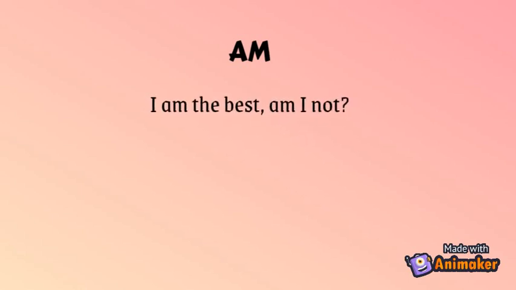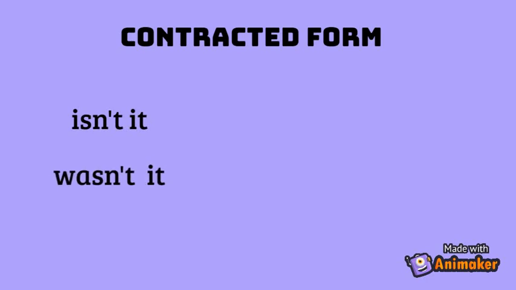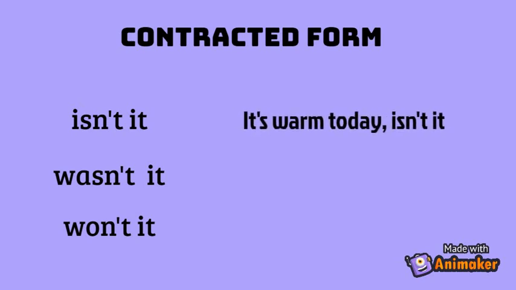Now one is a bit confusing, that is, what should we do with am? Well, I'm the best, am I not? Well, it's not actually correct. We should say, I'm the best, aren't I? We should always remember that we have to use the contracted form of the auxiliary verbs, like isn't it, or wasn't it, won't it. It's warm today, isn't it? But we cannot say it's warm today, is it not?